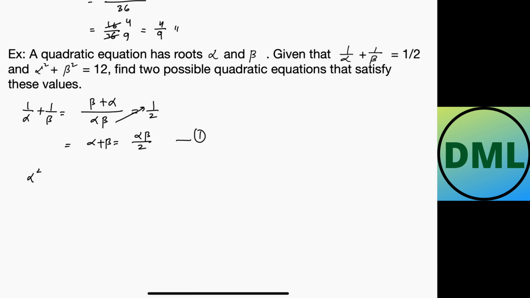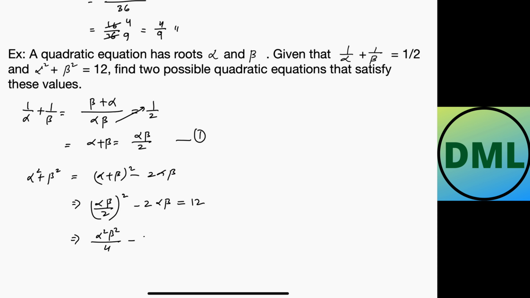Let's solve alpha square plus beta square. This will be written as alpha plus beta the whole square minus 2 alpha beta. If we substitute the value for alpha plus beta, alpha beta by 2, I can write alpha beta by 2 the whole square minus 2 alpha beta, which is equal to 12, as given to us. This will be written as alpha square beta square over 4 minus 2 alpha beta is equal to 12.